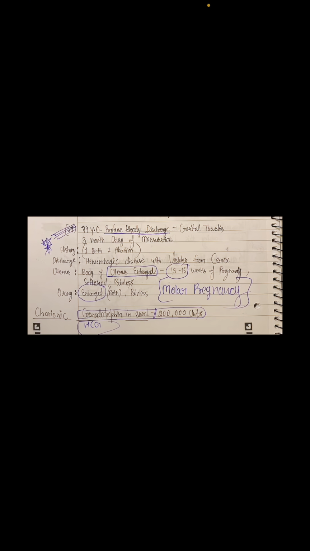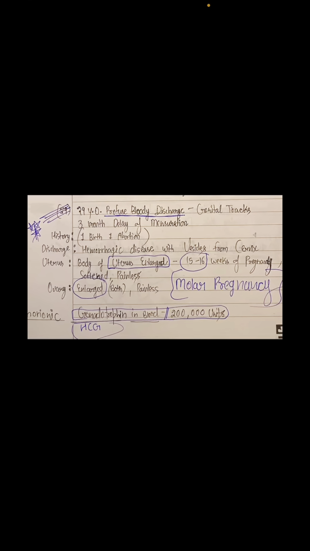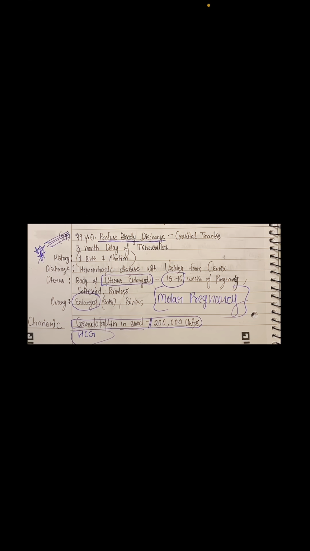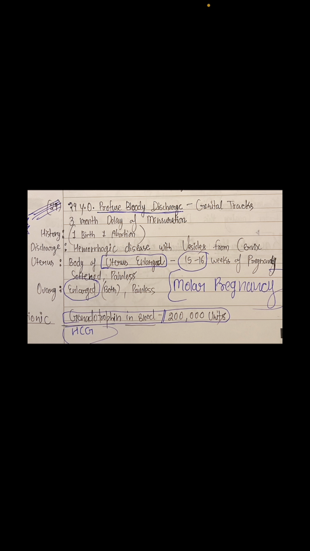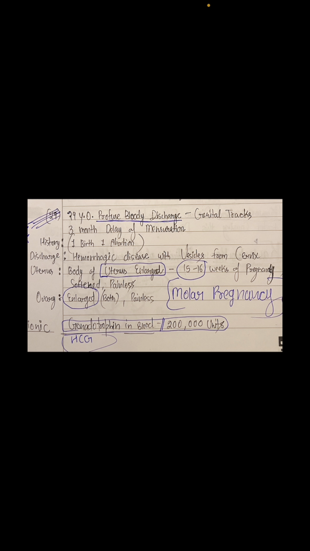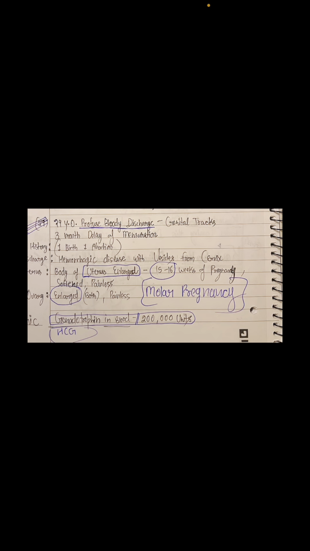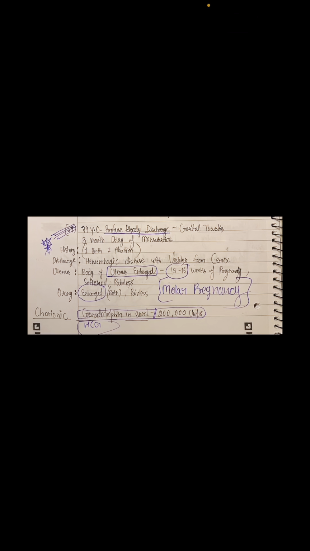One more question over the molar pregnancy. This is a 29-year-old patient with profuse bloody discharge from the genital tract, 3-month delay of the menstruation, having history of 1 birth and 1 abortion. The discharge is hemorrhagic with vesicles. So we got the vesicles in this question as well, plus the gonadotropin in the blood. If you want, you can read all the question, and so mark the answer as molar pregnancy.